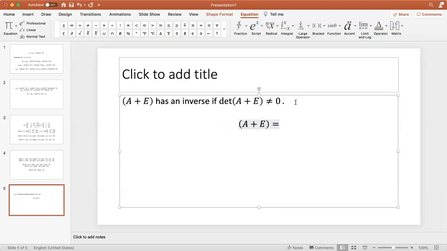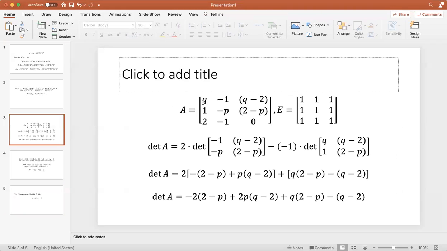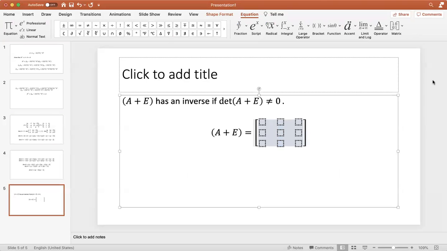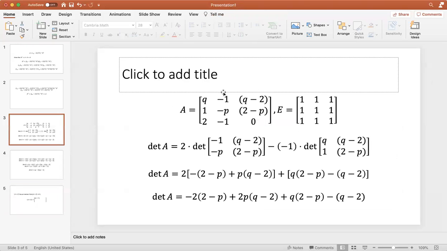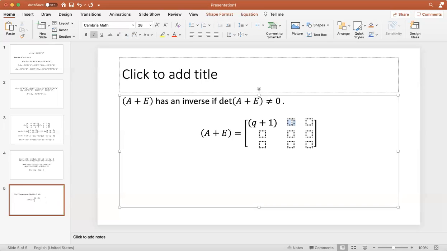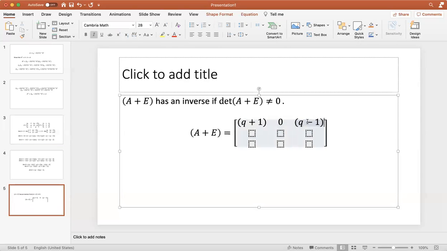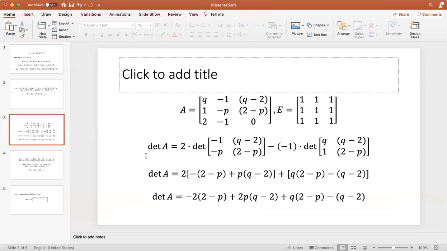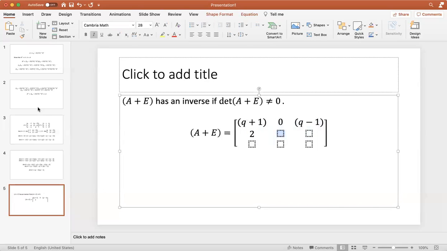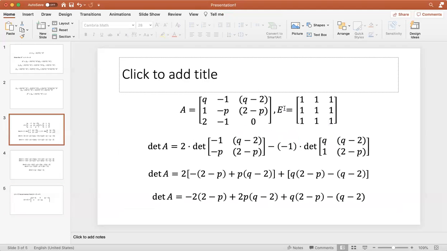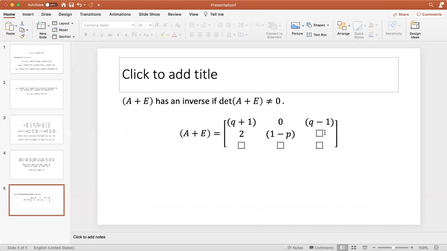Okay, so A plus E is equal to, you can do this mechanically. So you can just add these two together. So you have Q plus 1. Right? Addition of matrices lang to. So Q plus 1, negative 1 plus 1, this becomes 0. Okay? Q minus 2 plus 1, that's just Q minus 1. Tama? Okay. So 1 plus 1, second row, first column plus second row, first column. So 1 plus 1, that's 2. Okay. Next, we have negative P plus 1. So that's 1 minus P. Okay. And then you have 2 minus P plus 1. So that's going to be 3 minus P.